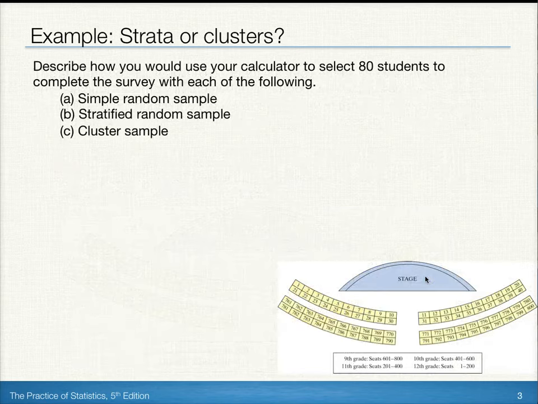Now, describe how you'd use your calculator to select 80 students to complete the survey using each of the following methods: a simple random sample, a stratified random sample, and a cluster sample.